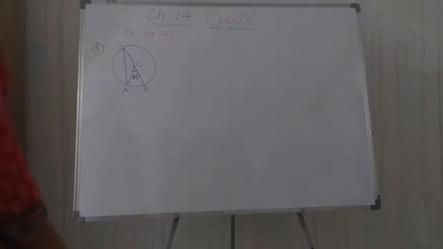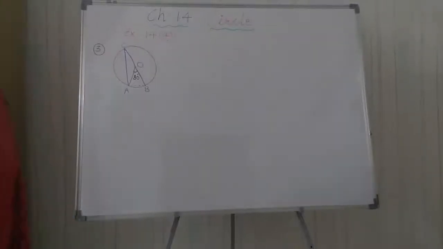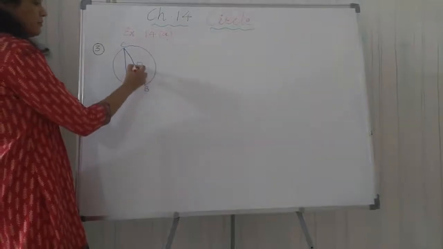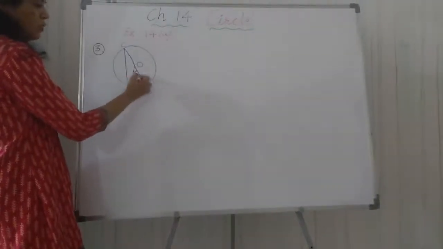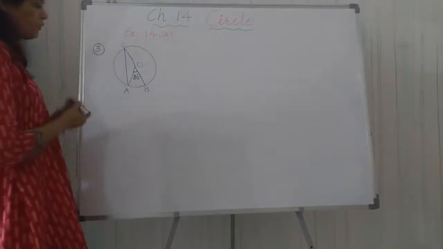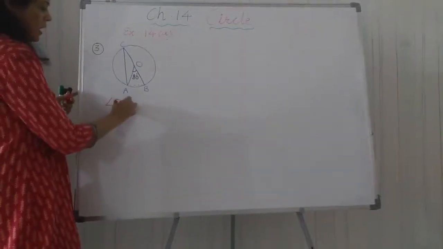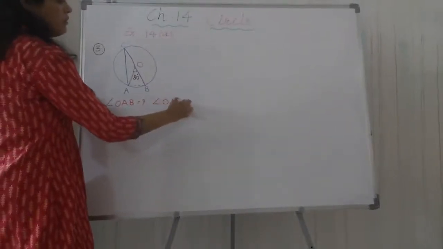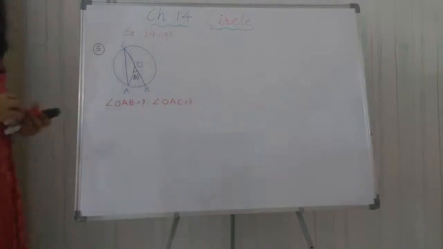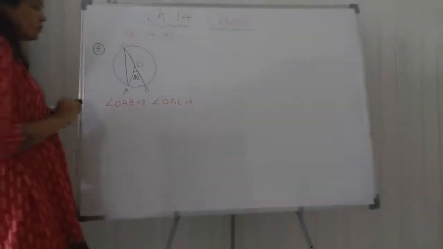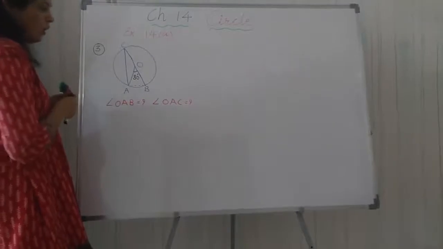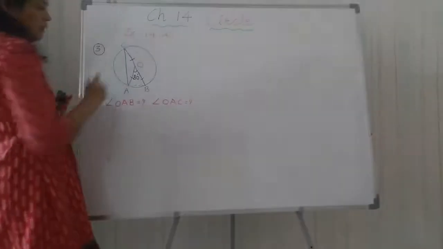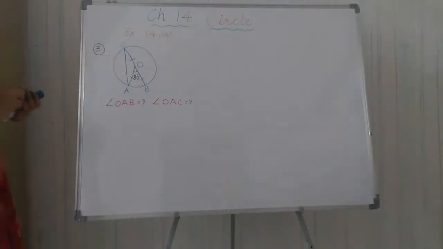Let us take question number 3. Now students, in this question you are given a circle with center O, and angle AOB is 80 degrees. So you want to find angle OAB and angle OAC. We want to find these two angles in this figure. Okay, so you can see here again OA and OB, these two are equal, also OC. Why are they equal? Because they all are radii.